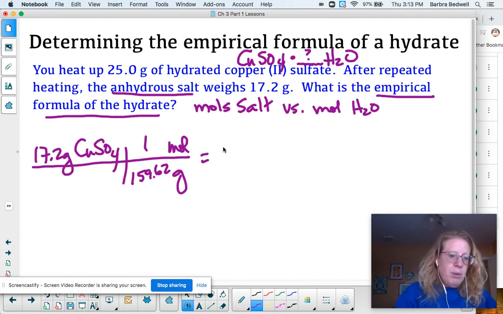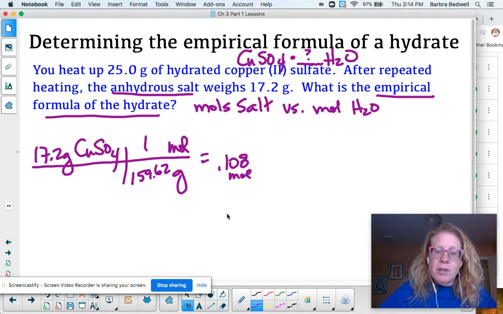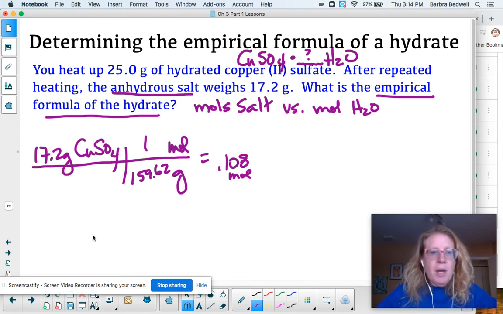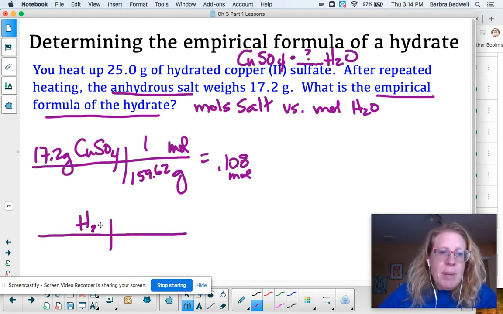So 17.2 divided by 159.62 equals, oops, again, my number 6 does not work. Divided by 159.62. There we go. And I get this value, 0.108 moles of that stuff. So now, again, rather than doing it element by element, we're doing it salt versus water. So what I need to do down here in my second one is going to be where I'm going to analyze the water content that's in here.